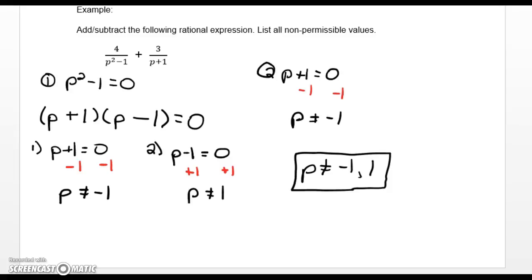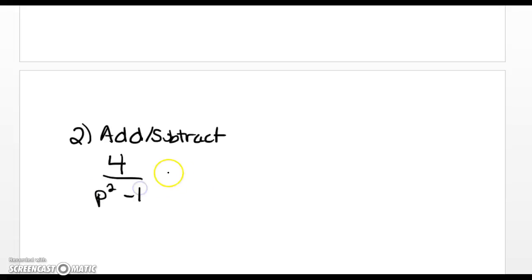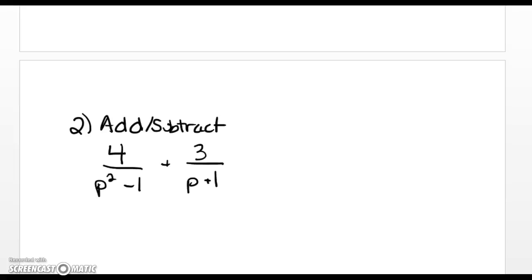Now we can actually simplify our rational expression. So I'm just going to rewrite our fraction here. We had 4 over p squared minus 1 plus 3 over p plus 1. According to our first step, we had to find a common denominator. In order to find your common denominator, what you should do is first break the denominators into their different factors.